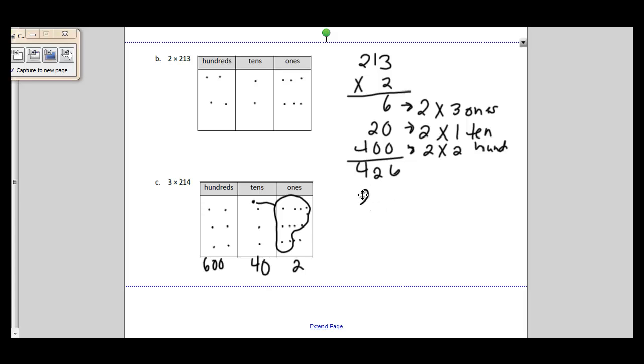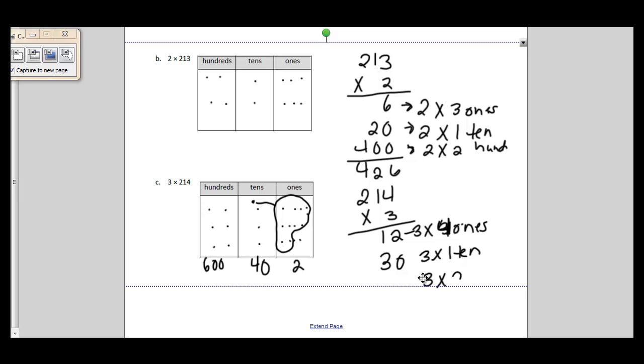So I have 214 times 3. So I have 3 times 4 ones, 12. And I have 3 times 1 ten. 3 times 2 hundreds. Add it all together.